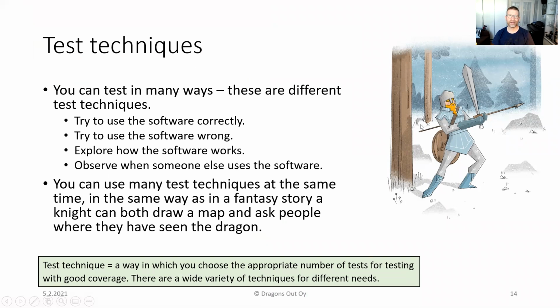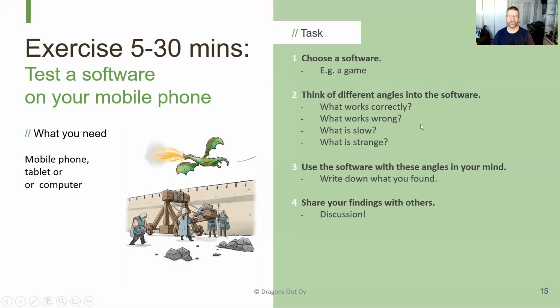You can also observe somebody else doing the testing and then make other observations, other findings. You can also use multiple test techniques at the same time, which makes it easier to do the testing. In comparison to the fantasy story, a knight can draw a map and ask people where they have seen a dragon at the same time. So using the two means, it's then quicker and faster to find defects, find the dragon. So you can test actually in multiple ways.